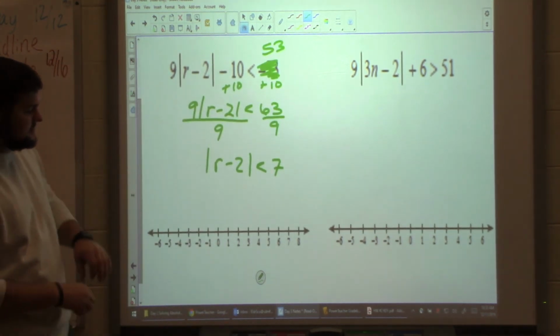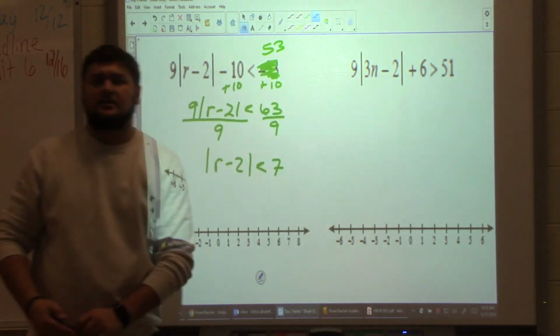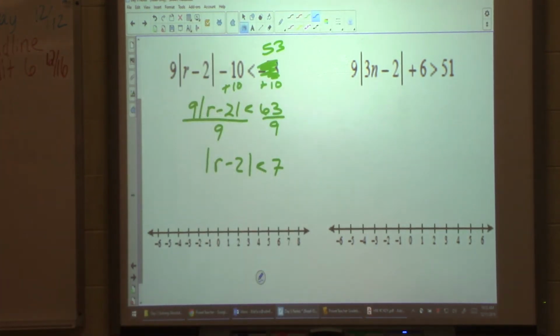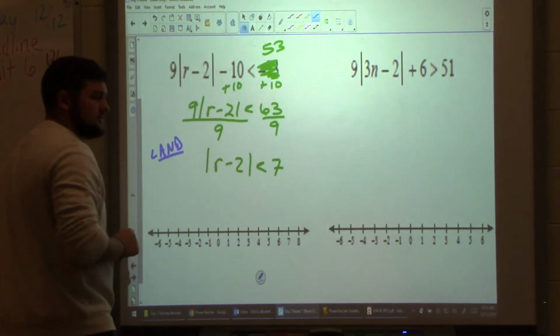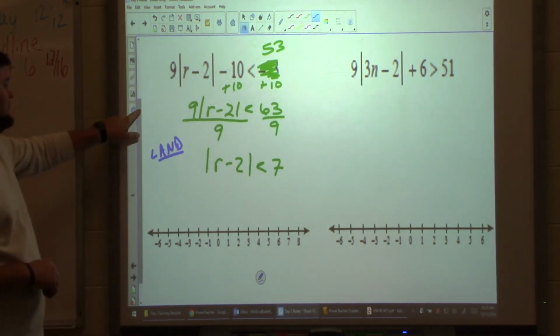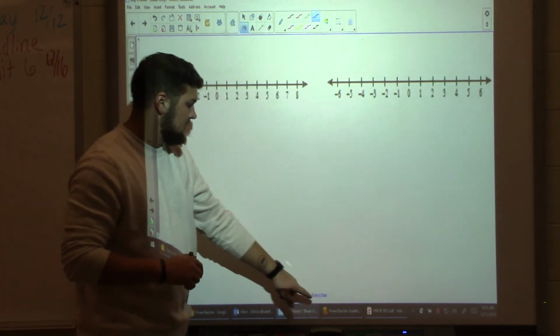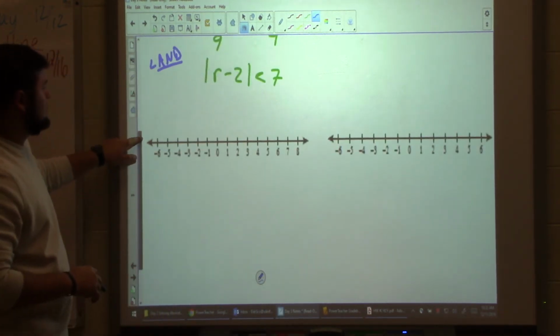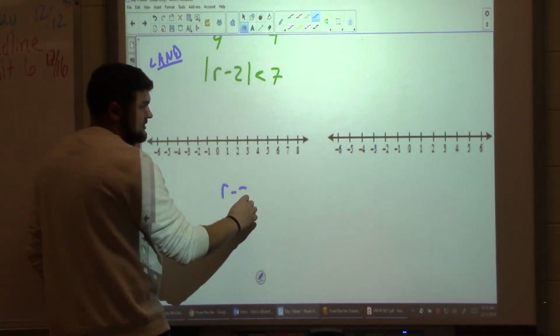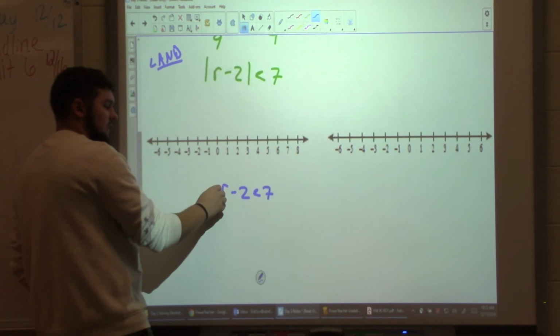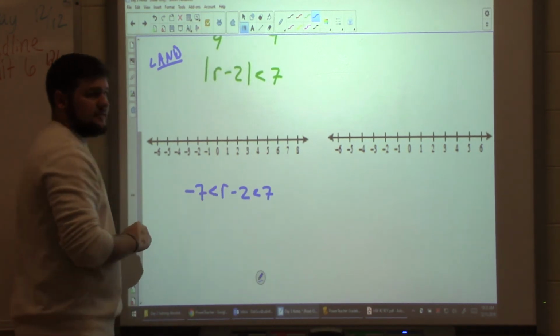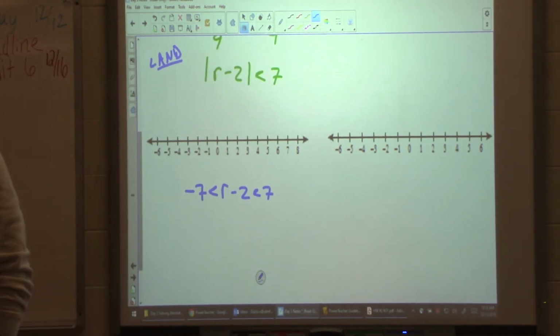Alright, the absolute value is all by itself now, correct? Yep. So what type of statement is it? It's an and, because it's a less than. So it's going to turn into an and statement at this point, so I can solve. I can't do anything until I get rid of those absolute values. So I get r minus 2 is less than 7. It stays the same here, just got rid of the absolute value. The sign goes to the left side, and it's negative 7 over here. That makes my and statement.